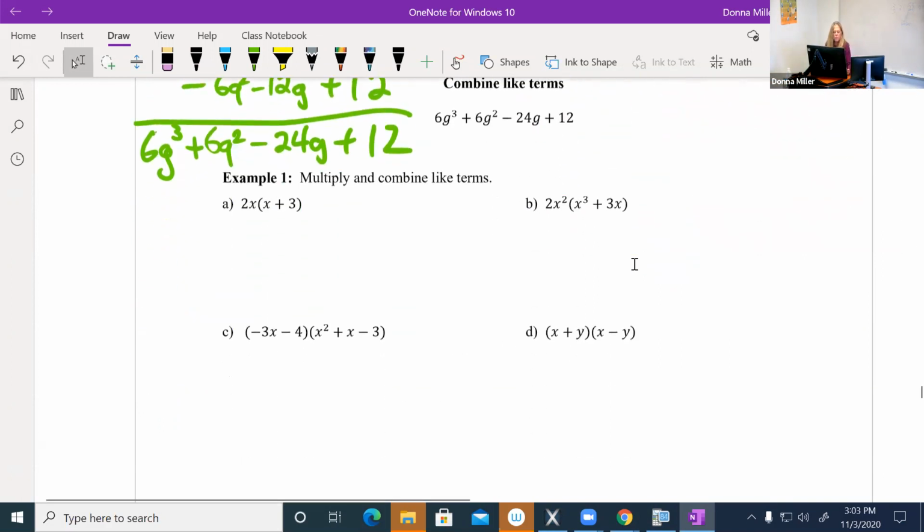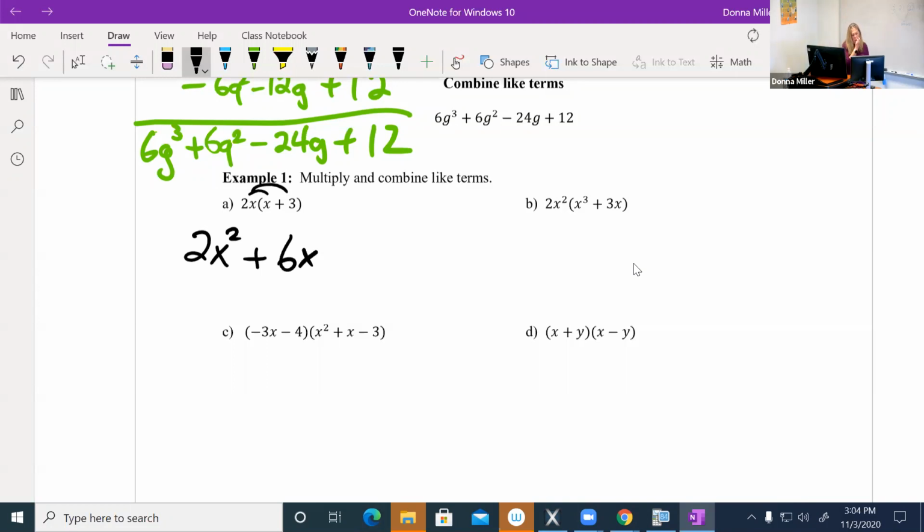So we're just going to do some practice. When there's one term, you just straight up distribute, right? So you do 2x times x is 2x squared, and carry down the plus. 2x and 3 would be 6x, right? So I just multiply through. Is that all right?